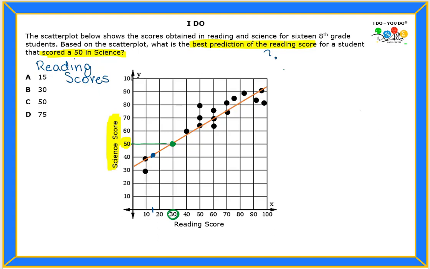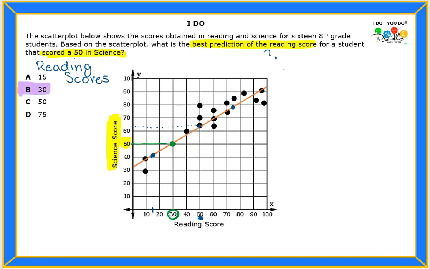Then I'm going to look at 50, which is right here. Go all the way up and stop right there. If you look across, that number is above 60. So that student didn't get a 60 on science or above. He got a 50. That's why that cannot be an answer. And the last one is 75, and that number will be way over here, very close to 80. That's too far away. So my only answer choice that is the closest for us is 30.